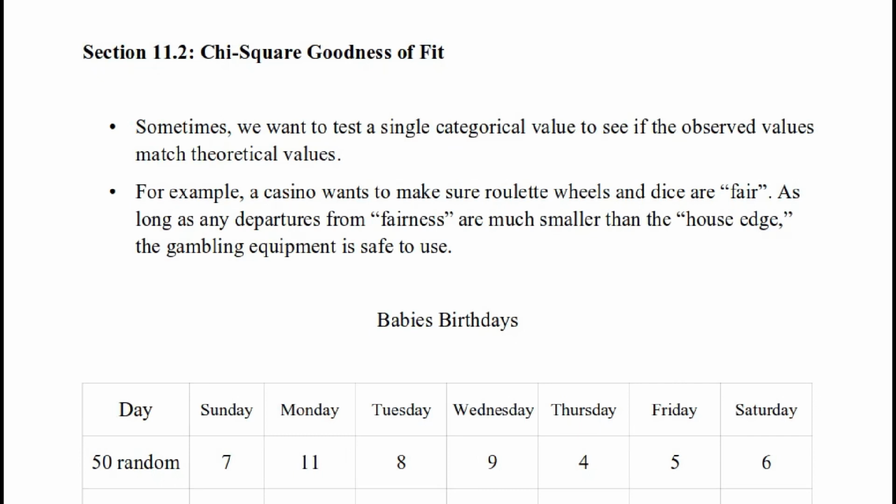That is, if we compared the observed outcomes of the roulette wheel or the dice, do they match the expected values close enough? Now, it's not going to be perfect. Random chance is going to ensure that there is going to be some departure from perfect expected probabilities. So we're asking the question in terms of a hypothesis test.